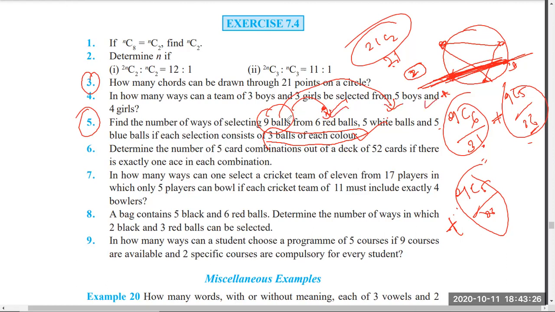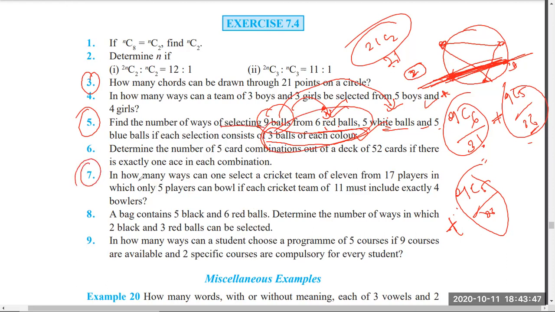In the first case, you are selecting 6 balls from 9, in the second case 5 white balls from 9, and in the third case 5 blue balls from 9 red balls. These are 3 different cases. Each case we got 3 same balls. We are selecting, so that is a combination.